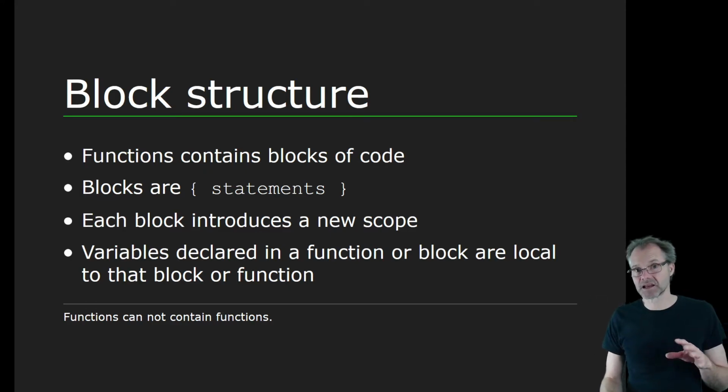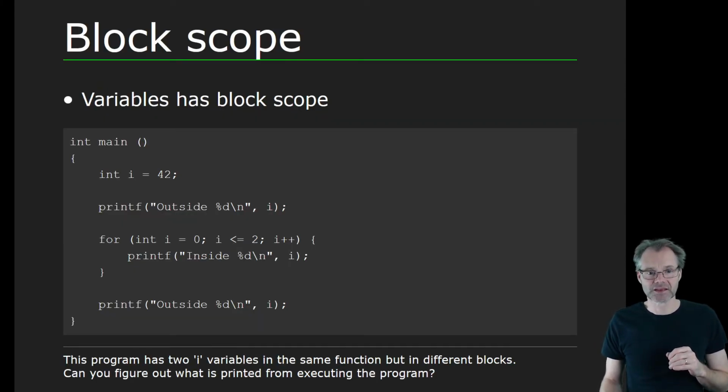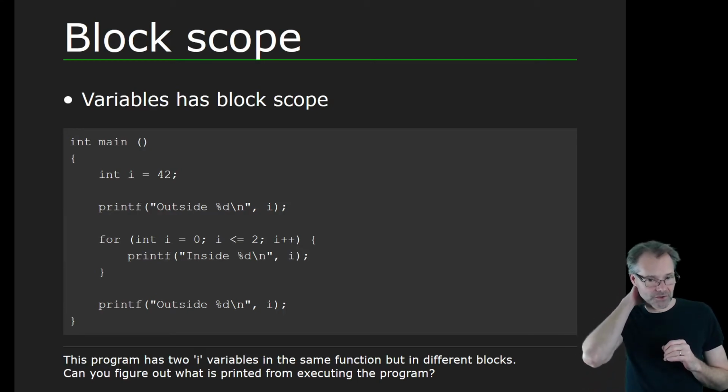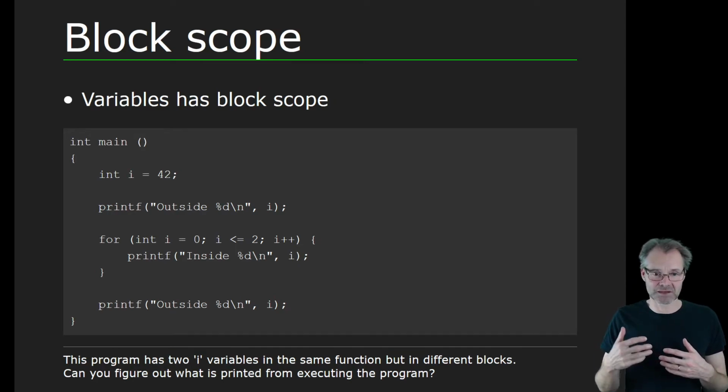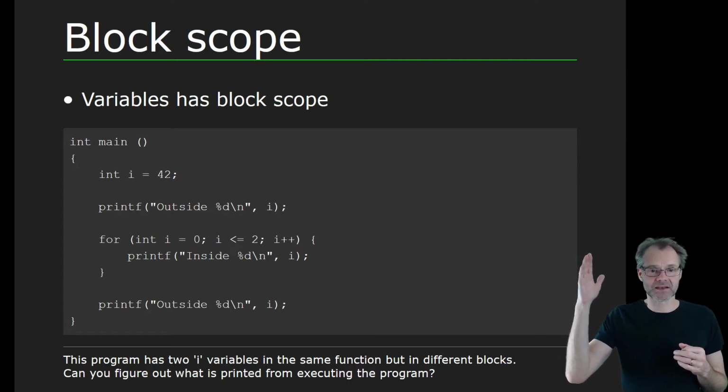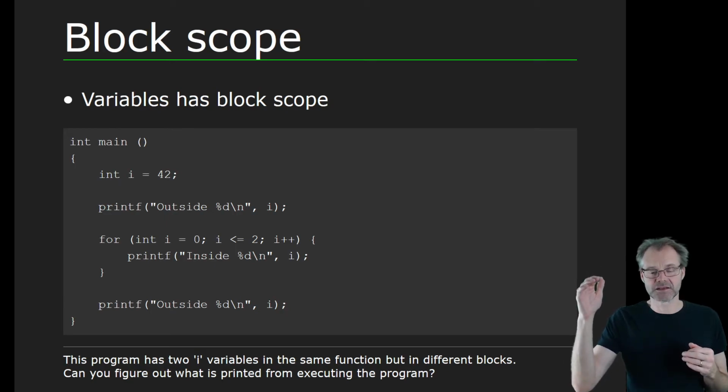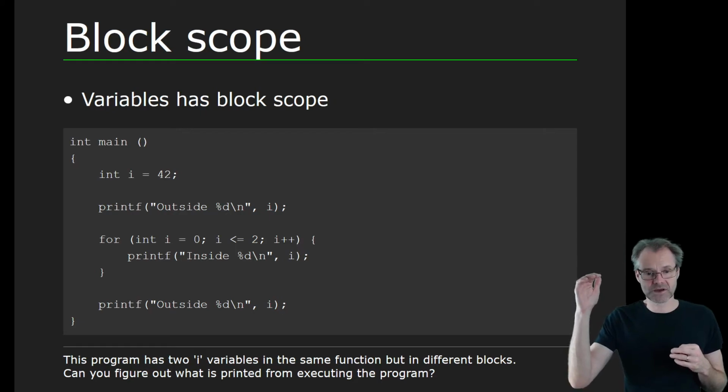So variables declared in these blocks are local to that block or function. This is an example program showing you how one can shadow a variable by declaring a new variable with the same name. So here I am having a main, I declare integer i up there giving its value 42, and then I'm printing it outside. So that will for sure be 42 printed. Then I'm having a loop where I declare a new variable, integer i, I initialize it with value 0, and then I'm going to print it inside the loop.